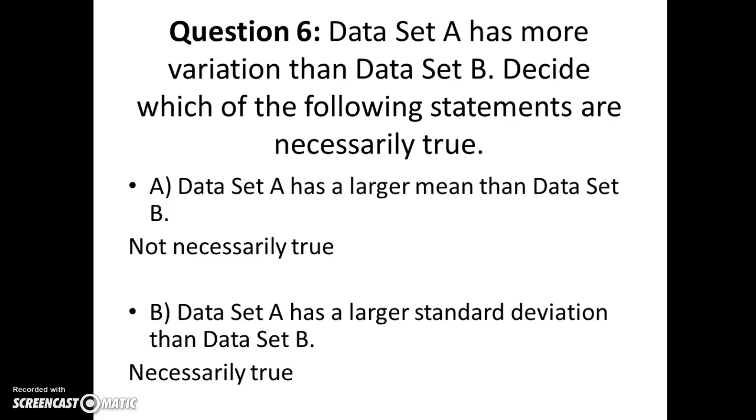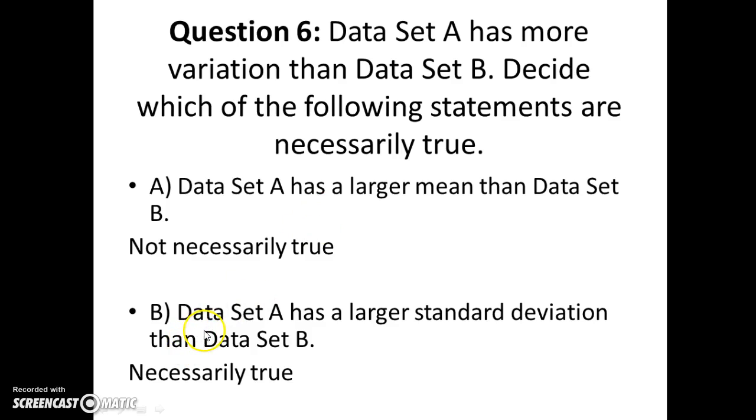So what does A say? A says that dataset A has a larger mean than dataset B. Well, this is not always true. It's not necessarily true. Why? Because both of the data sets may have the same mean. So variation doesn't affect the mean. They can have the same mean, but variation gives the information about how the data is spread. So this is not necessarily true.